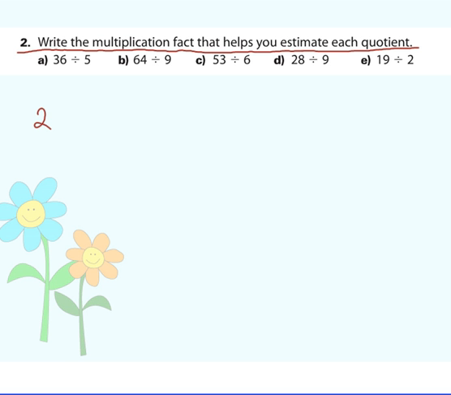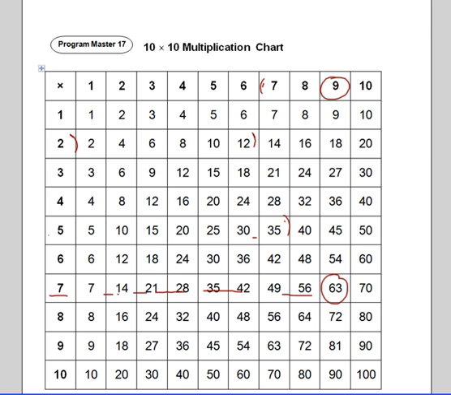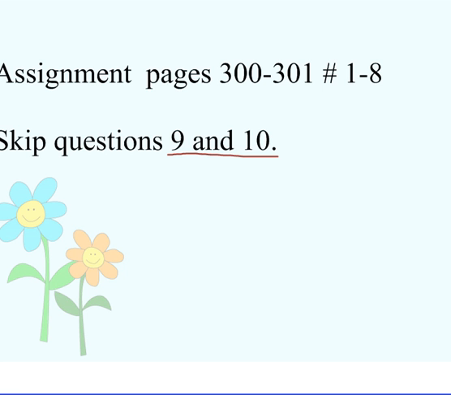So let's write down 2A, and you can write this down as well. 36 divided by 5 equals what? This time we want to write the multiplication fact. We can still use our handy dandy multiplication chart. So 36 divided by 5. We know we're multiplying by 5. We go across till we come to a number that's close to 36 but not over, which is 35. What's on top? 7. 5 times 7 equals 35. So that's the multiplication fact that's closest.